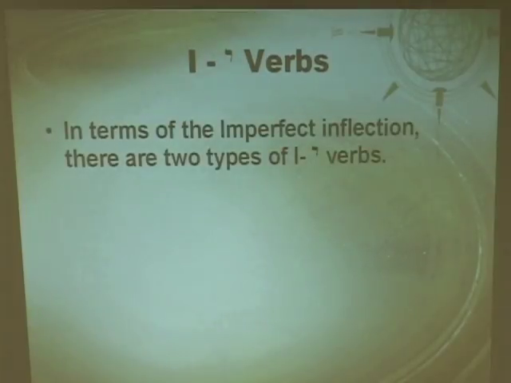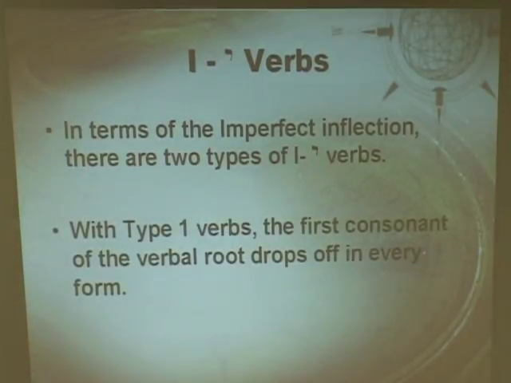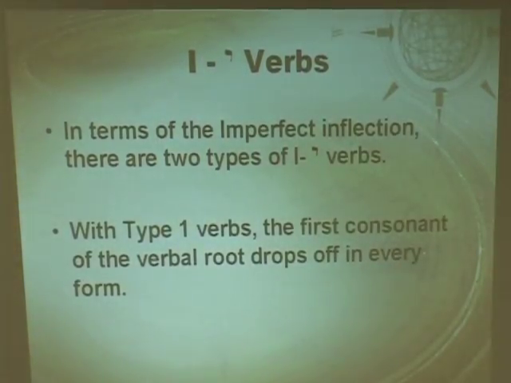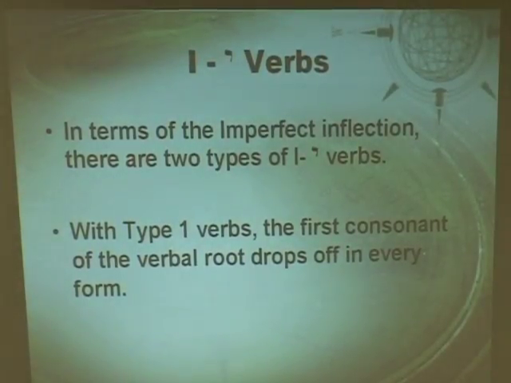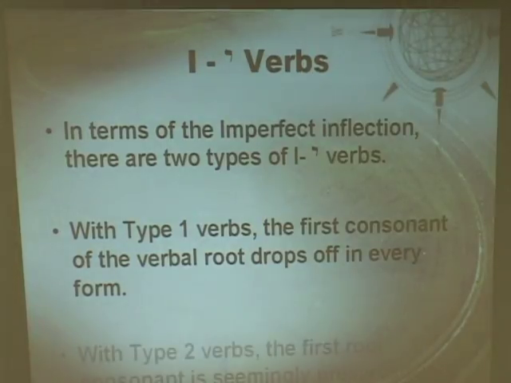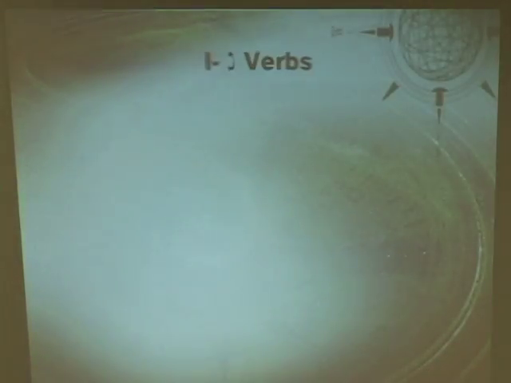There's also another one, first yod verbs. In terms of the imperfect inflection, there are 2 types of first yod verbs. With type 1 verbs, the first consonant of the verbal root drops off in every form. That means yod disappears. With the type 2 verbs, the first root consonant is seemingly preserved as a vowel letter. So let's look. Well, we won't look at the paradigms. You can probably find them. First yod is on page 183.